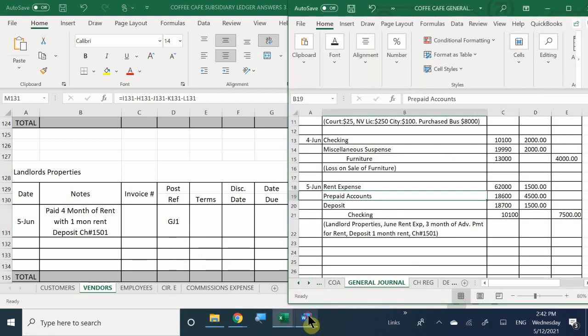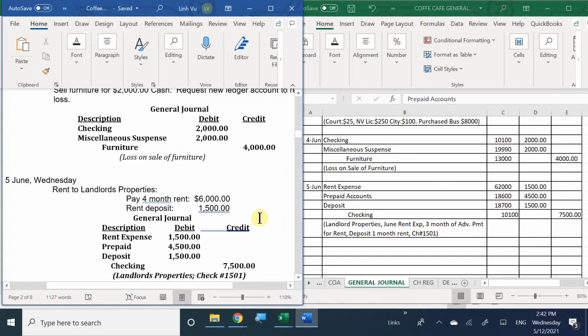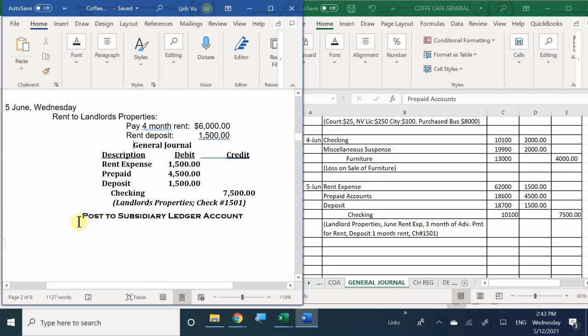All right. So that is it for this transaction. We're done with this one. Okay? All right. See, it even says post to the subsidiary ledger. Okay, so I do make little notes so then you can follow along.